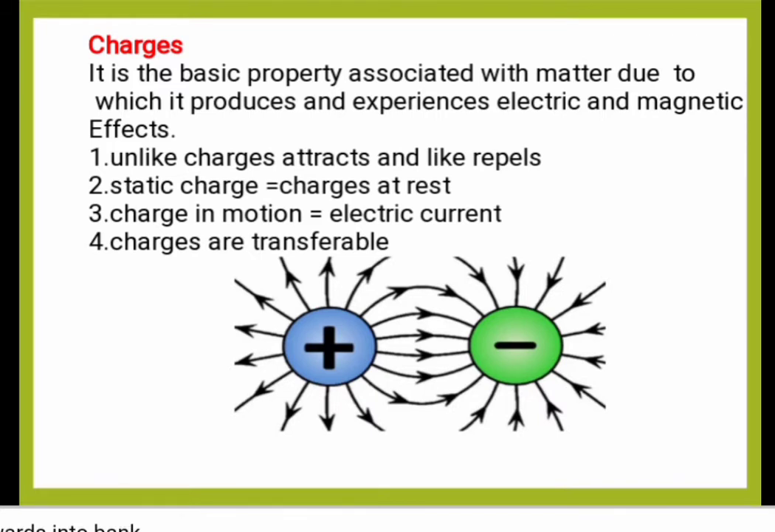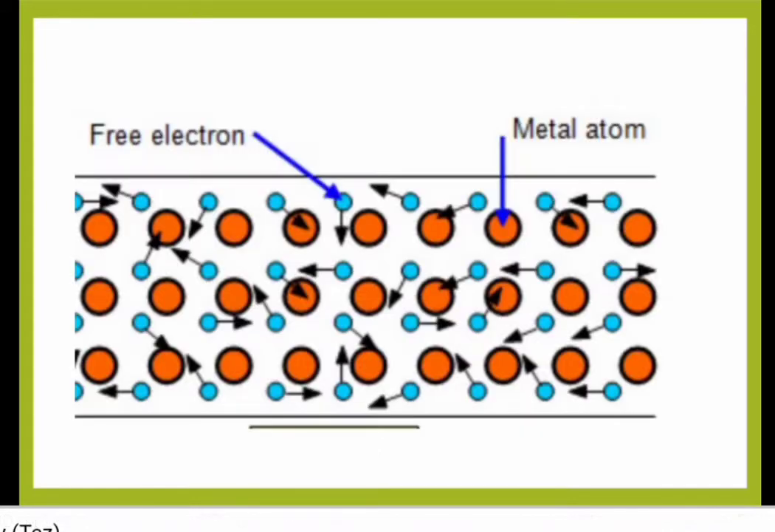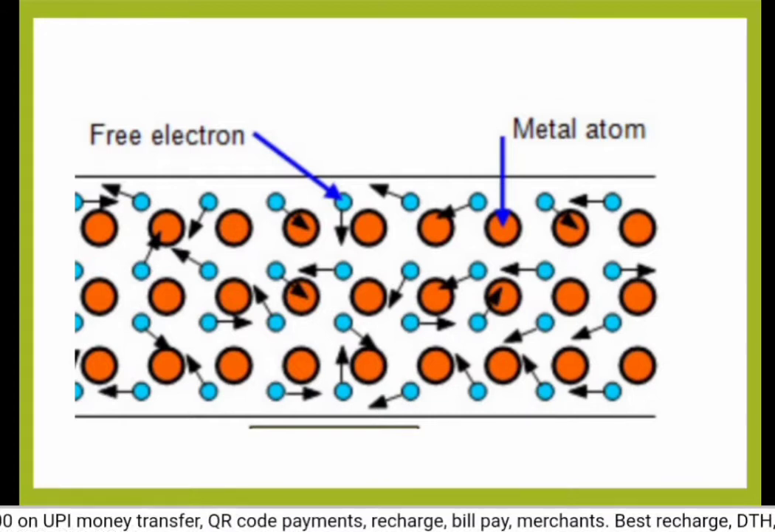Now third point is charge in motion. Basically charge in motion means when electrons are in motion. We can say that when electrons are in motion, it means they are moving randomly here and there. Electrons have negative charge on them, and therefore they produce electric current. It means free electrons produce electric current in metal, which is a good conductor of electricity.